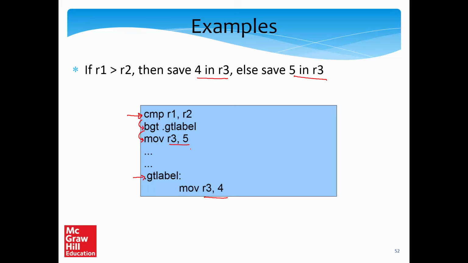So this is a simple program which shows us the power of the BGT instruction: if the relevant condition is true in the flags register, then we jump to the target. In this case, the target is the .gt label. Otherwise, we just go to the next or the subsequent instruction.